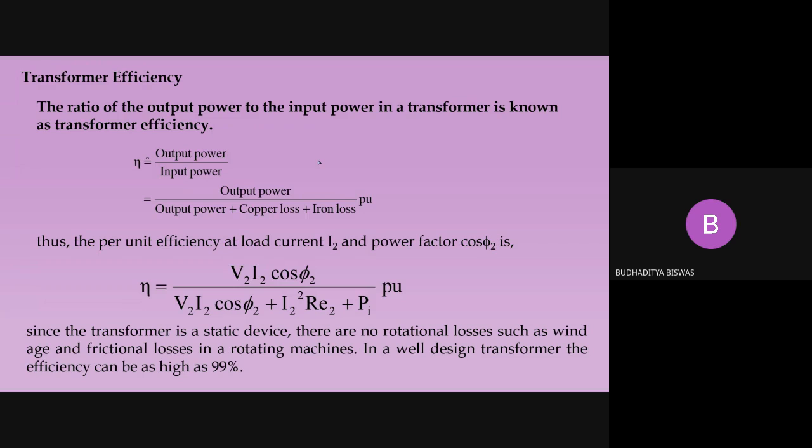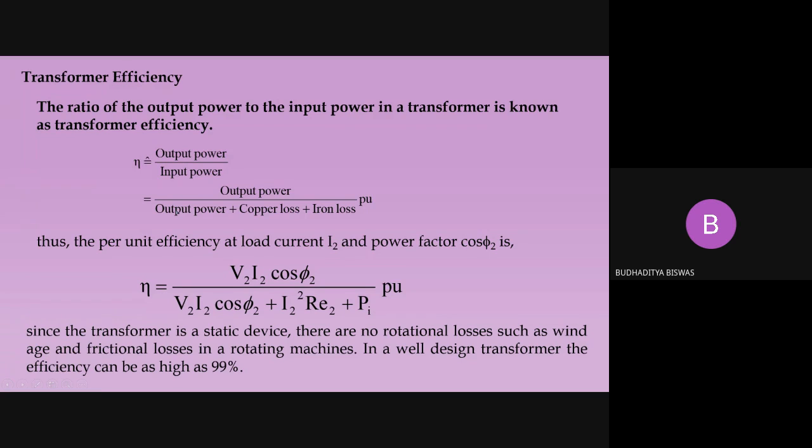The main reason is that as there are no rotational parts in the transformer, the efficiency is very, very high. Now coming to the basic definition, the efficiency, denoted by eta, is the ratio of output power to input power. And we know that input power is nothing but the output power plus the losses. This is the universal definition of input power.